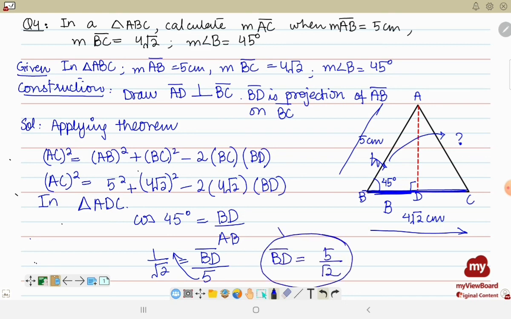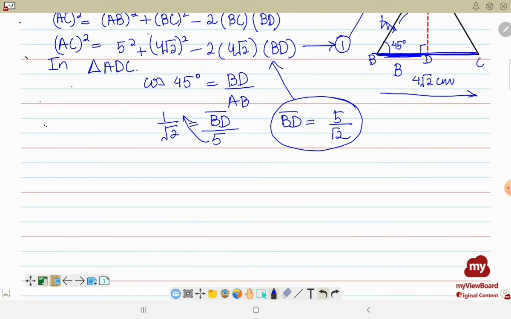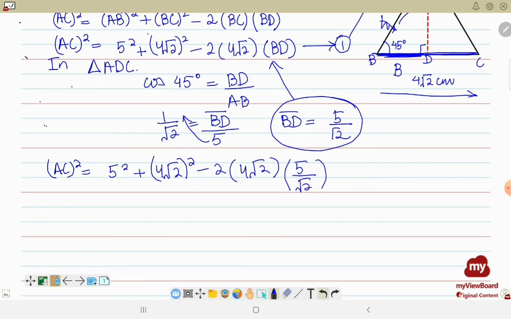We'll be inserting this value in this equation, so that our equation 1 will become AC square is equal to 5 square. Okay, let it be like this. We'll just insert the value, and instead of BD we'll be writing down 5 by under root 2. Okay, now we will do the calculation. 5 square means 25, right? 4 square, 4 4 is 16, and 16 2 times is 32. This and this can get cancelled. 4 2 times 8, 8, and 8 5 times is 40.